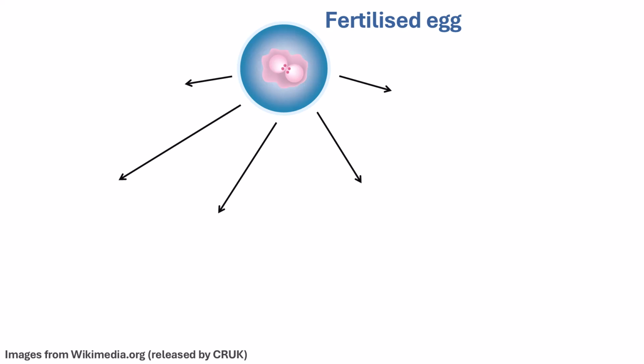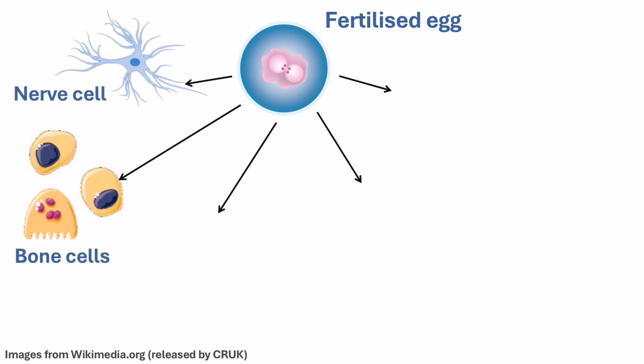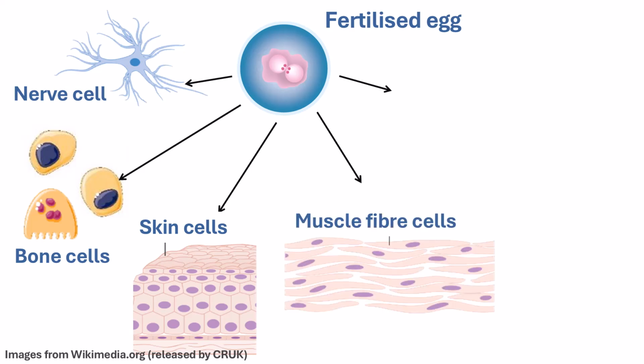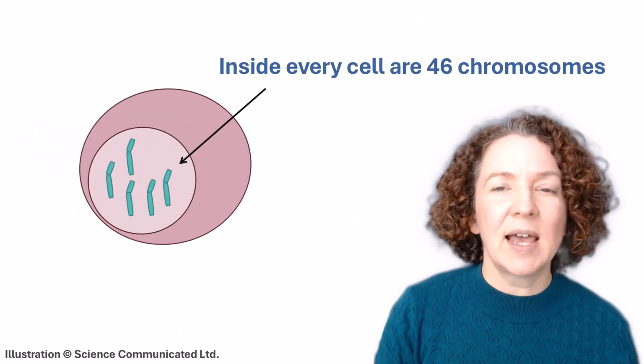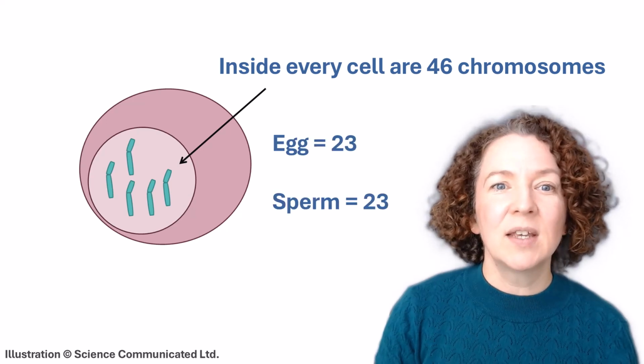Now all these cells look different from one another. Nerve cells look different from the cells in our bones, in our skin, in our muscles and in our blood. But what they all have in common is that inside each cell is a full set of chromosomes that came from that egg and sperm.